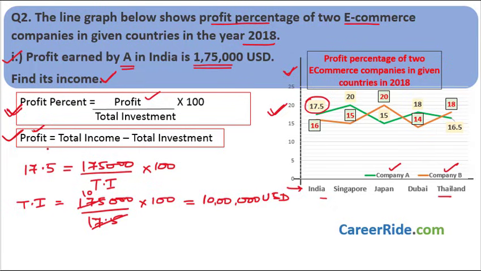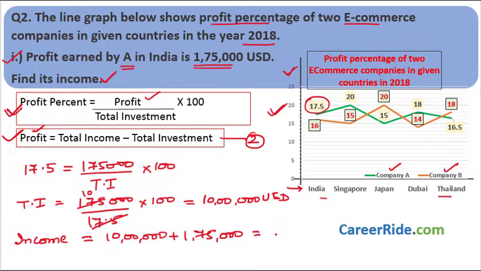And now it is given to me that my profit is 1,75,000. So I just have to place the values in the formula. So what is my total income? The income becomes my total investment, that is 100,000, plus the profit that I have earned, which is 1,75,000. It is given to me in the question. Anything difficult here? Just look at it yourself and tell me. It is just 11,75,000 USD. This is my answer. Simple mathematics, nothing difficult at all.